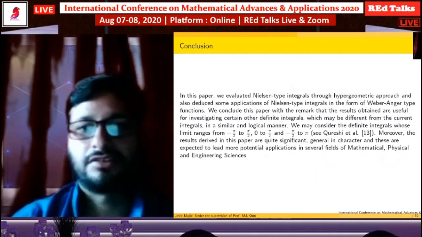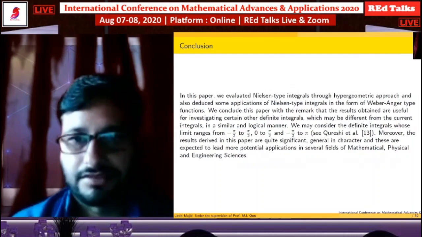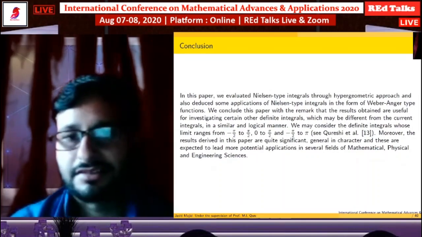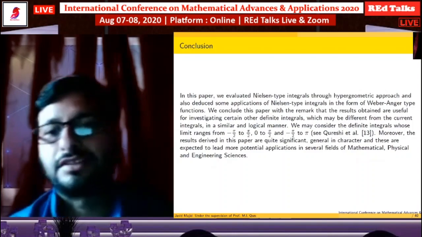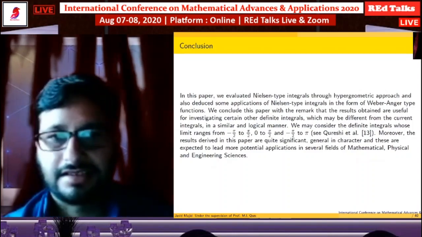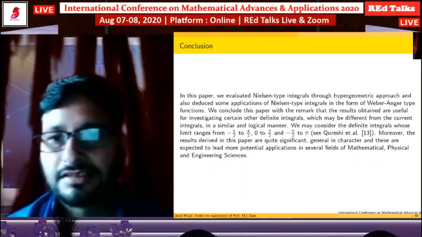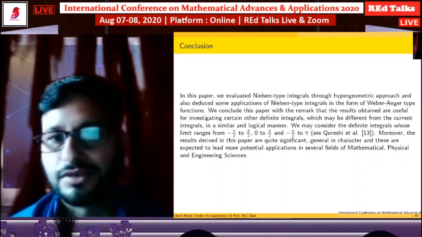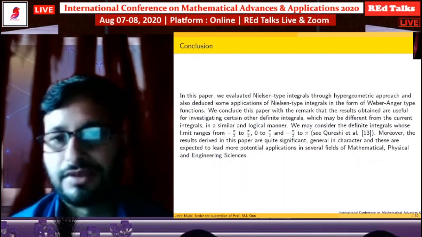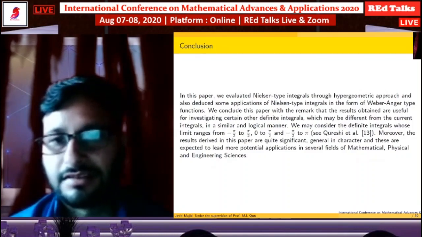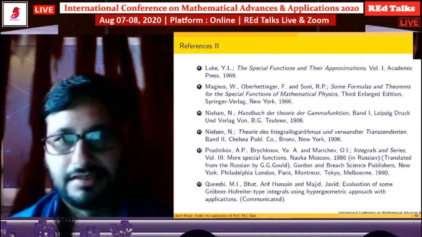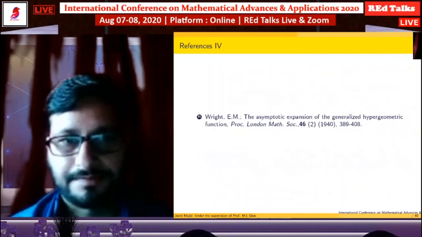Lastly, in the conclusion, we conclude that these types of integrals are capable of having some more potential applications in several fields of mathematical, physical, and engineering sciences, where we may consider some other definite integrals whose limits range from minus pi by 2 to pi by 2, 0 to pi by 2, minus pi by 2 to pi by 2. We have done the work in the paper Qureshi et al. And these are the references of my paper.